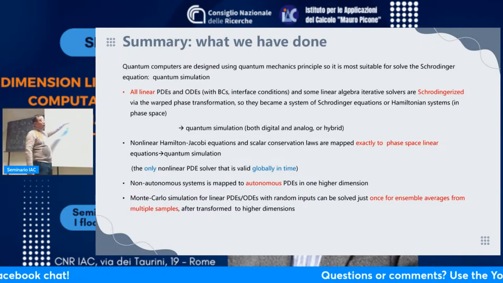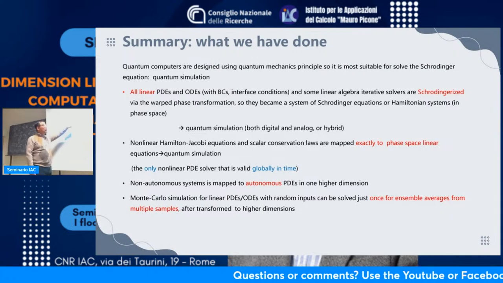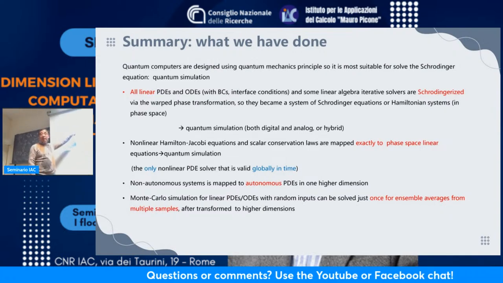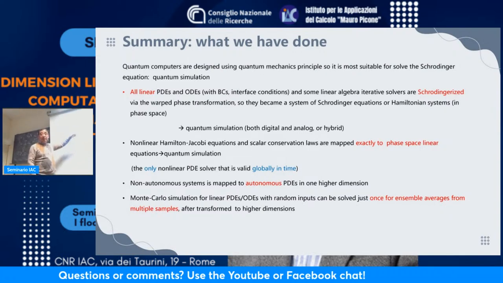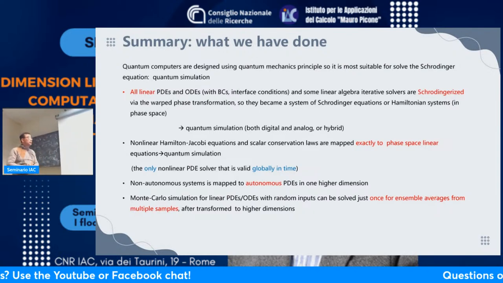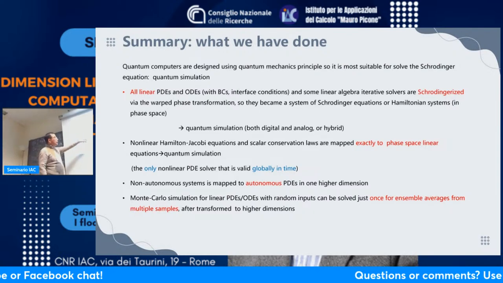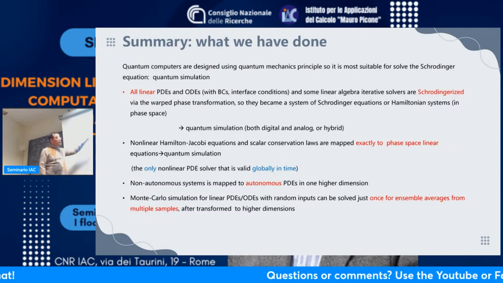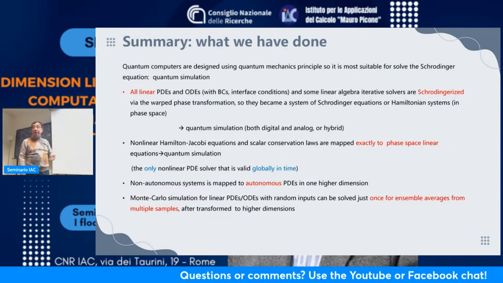For nonlinear problems, what we can do is rather limited. Only two kinds of problems: the nonlinear Hamilton-Jacobi equation and the scalar conservation law. We use the level set method, where we double the dimension, and your doubled dimension becomes linear. And then for the non-autonomous PDE, we also go to one dimension higher to make it autonomous.